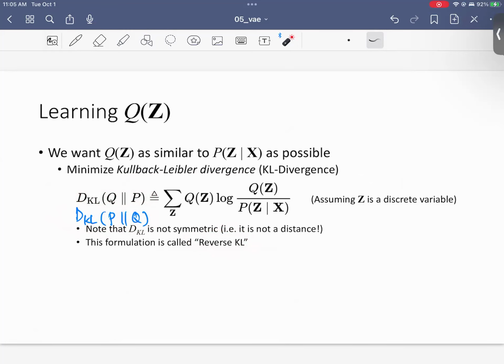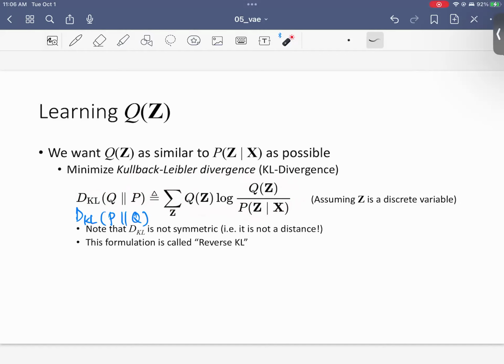The KL divergence is a divergence. It's not a distance. It's not commutative. For example, if you look at this formulation, if you switch places between P and Q, then this will be P, this will be P, this will be Q. So they're not the same. Switching places between Q and P gives you different results. So KL divergence is not a distance. It's a divergence, and its values can go as low as 0.